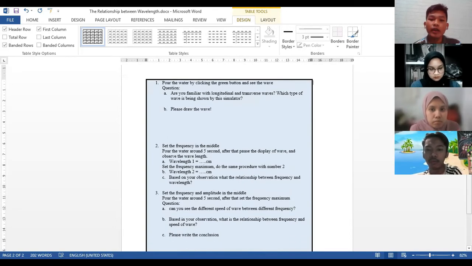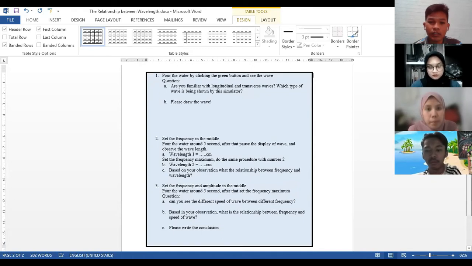After that, the other activity is you have to observe the relationship between frequency and the speed of the wave by pouring the water for around 5 seconds and setting the frequency to the maximum. So based on my instruction, is it clear?